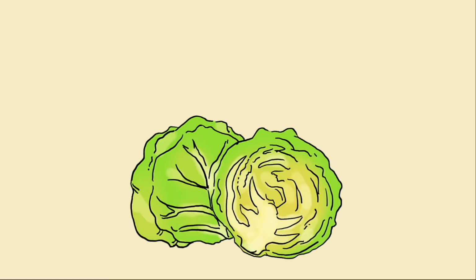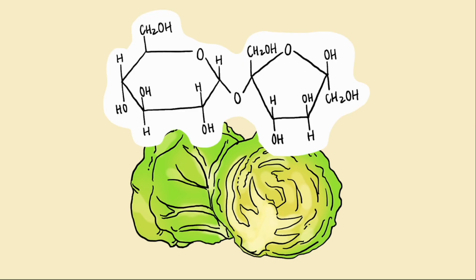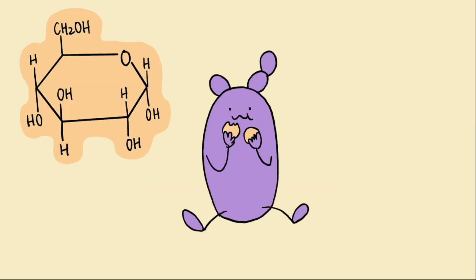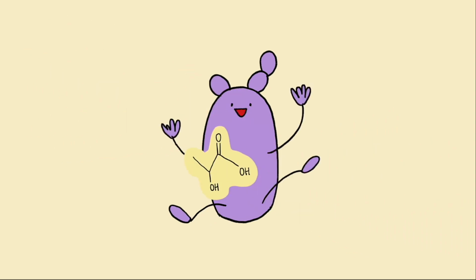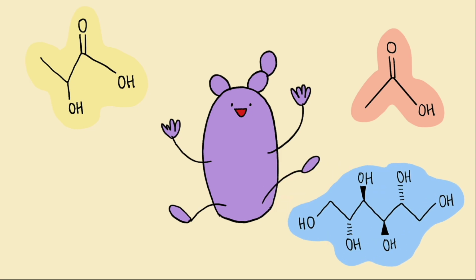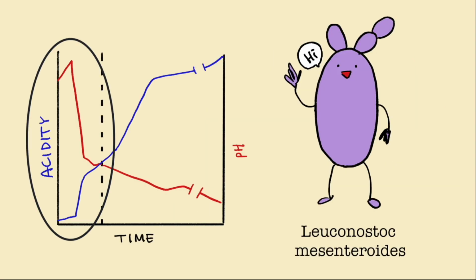The primary fermentable sugars in fresh cabbage are glucose and fructose. Sucrose is also present, but at a much smaller amount. Glucose is consumed as an energy source for the lactic acid bacteria and converted into lactic acid, acetic acid, and mannitol. In early fermentation, the dominant lactic acid bacteria are heterofermentative leuconostocs because they are tolerant to low acid conditions.